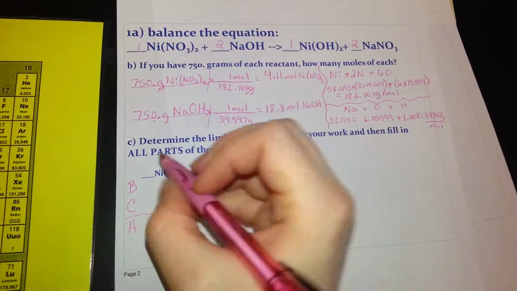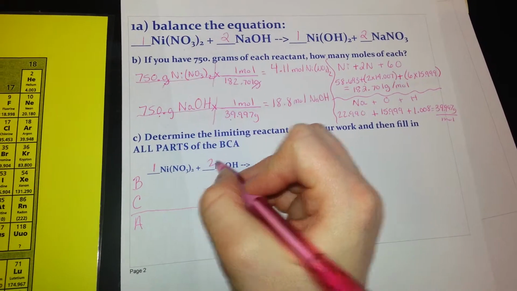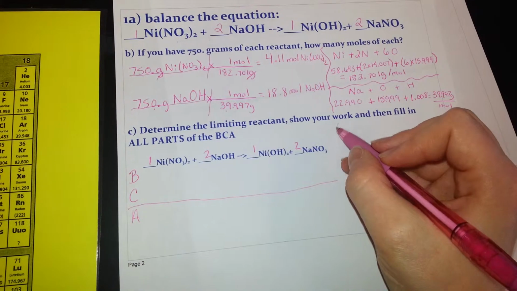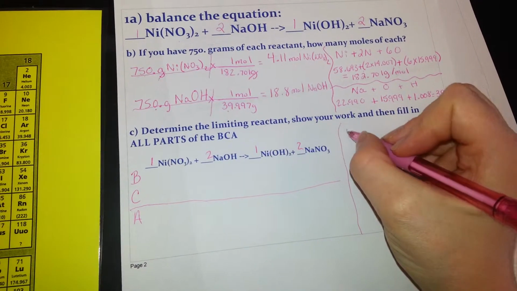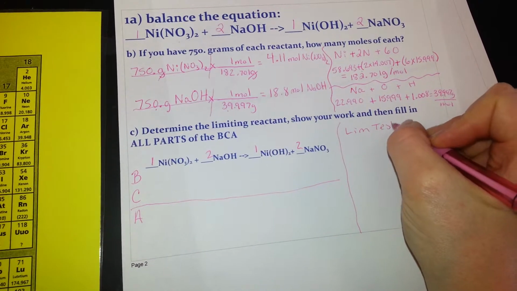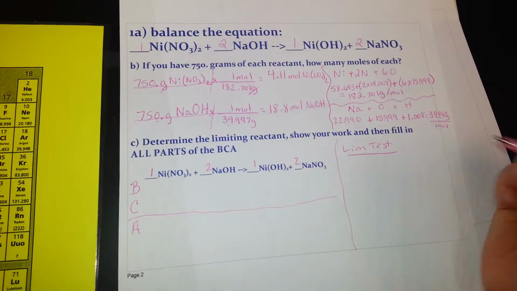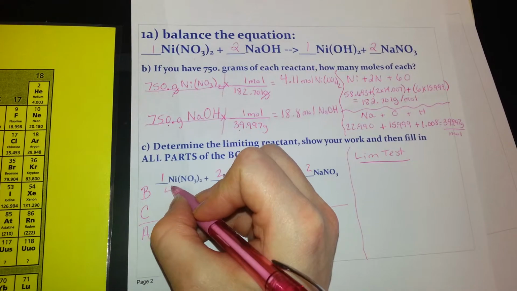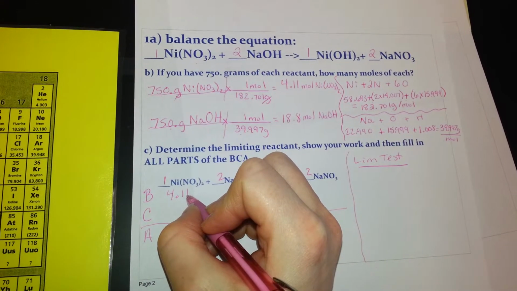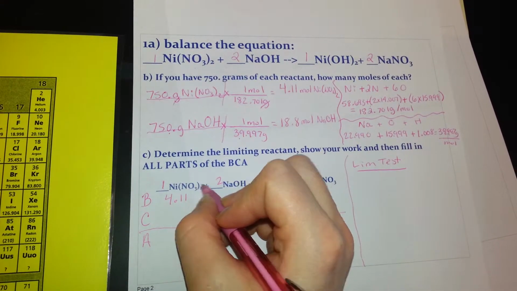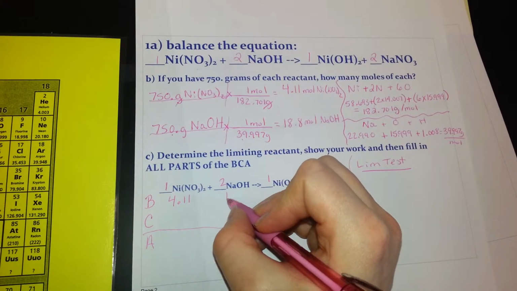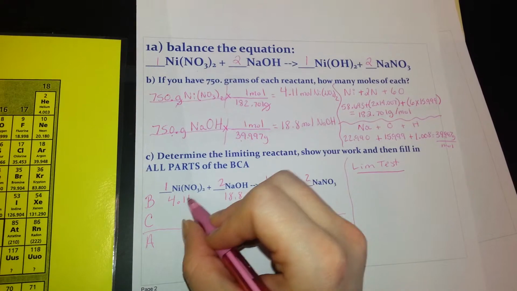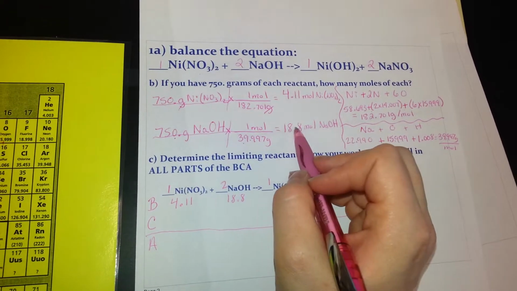Now, we already have a balanced equation, so we're going to drop our coefficients. But remember, when it says limiting reactant, we have to do our limiting test to determine what is the limiting reactant. So, before we do anything, we want to drop what we know. We know that we are starting with 4.11 moles of the nickel 2 nitrate. We're starting with 18.8 moles of sodium hydroxide. And we know these two numbers because they were our answers from Part B.